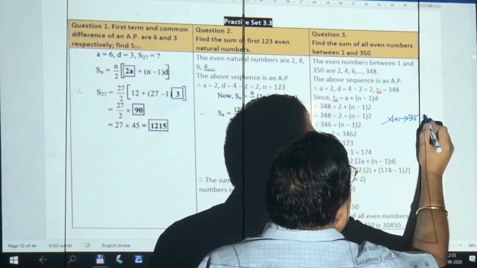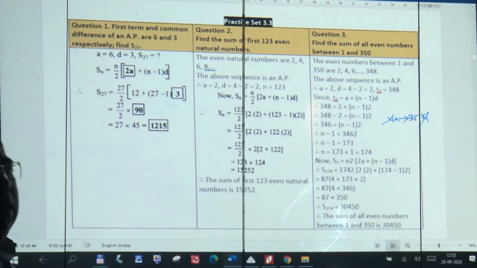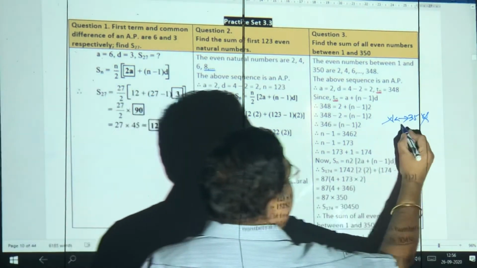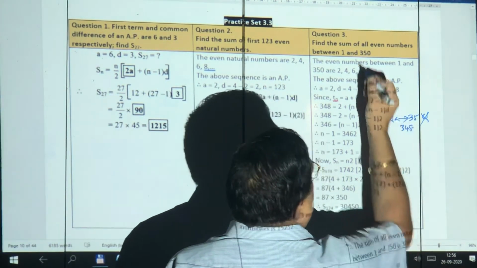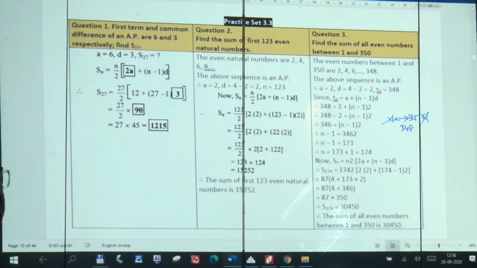So 1 can't be taken, 350 can't be taken. Between does not include them; it does not mean I'm sitting between you two and my neighbor is also me. Be careful with the English. So 349 can't be there. It has to stop at 348 because it is an even number. 349 is not an even number.